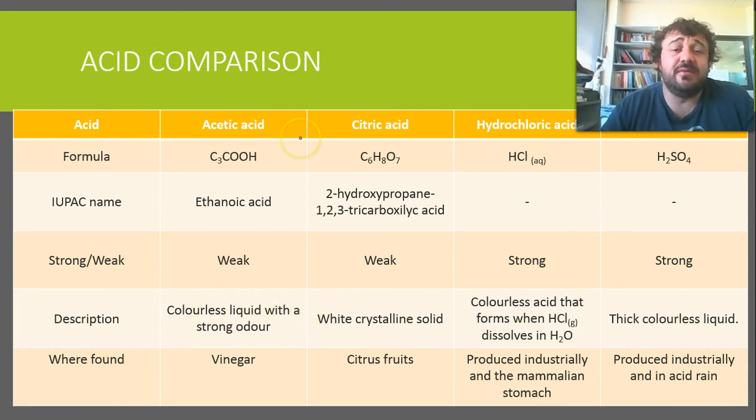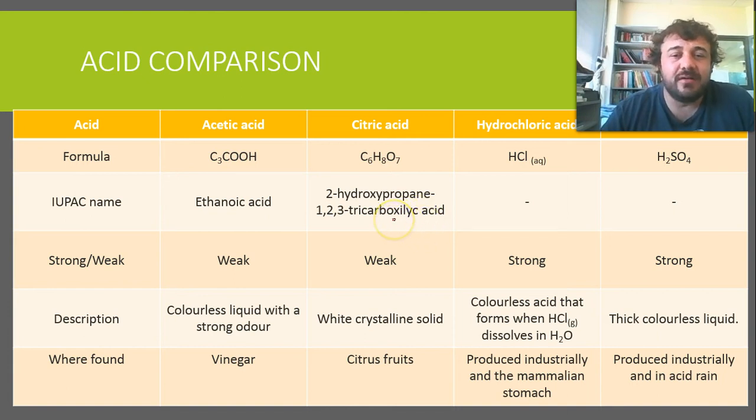Right, so a bit of acid comparison. These are our three we're going to look at, and we're going to do this fairly rapidly. So we've got acetic acid, citric acid, hydrochloric acid, sulfuric acid. These are our formulas: CH3COOH, C6H8O7, and so forth. These ones you've seen before. The IUPAC name, okay, so this is hydrochloric acid, sulfuric acid, but these are organic molecules. So this is ethanoic acid, and here we have 2-hydroxypropane-1,2,3-tricarboxylic acid.